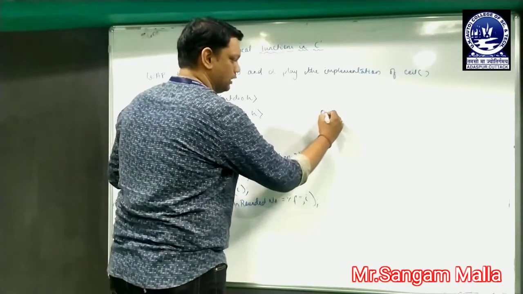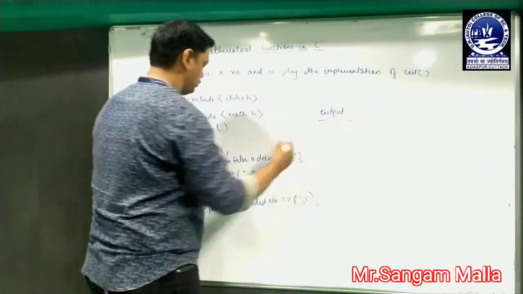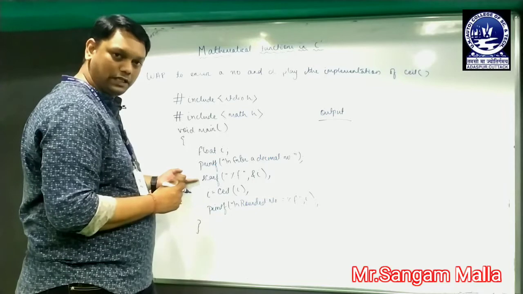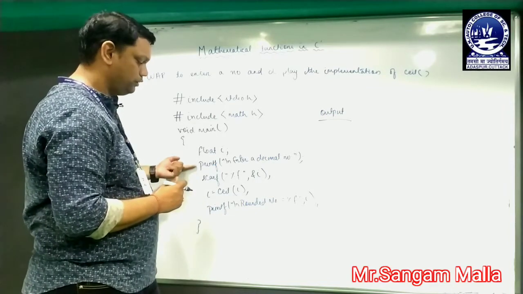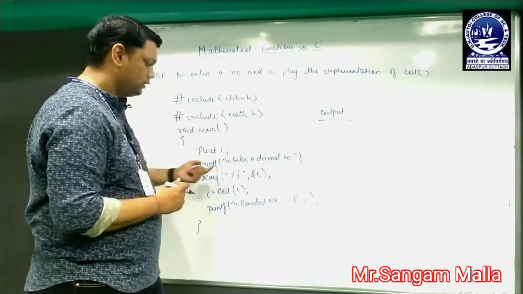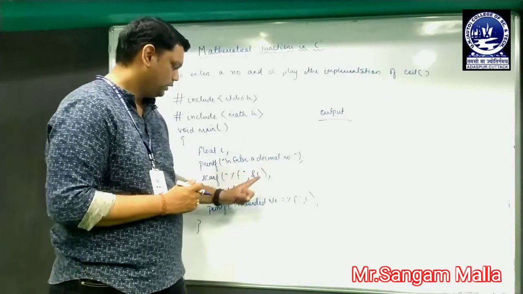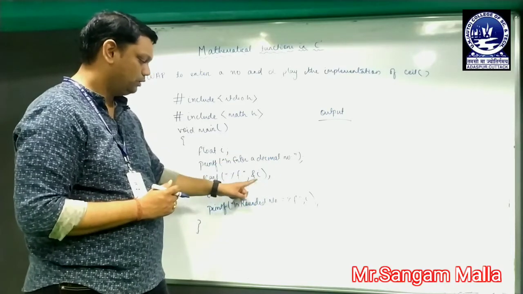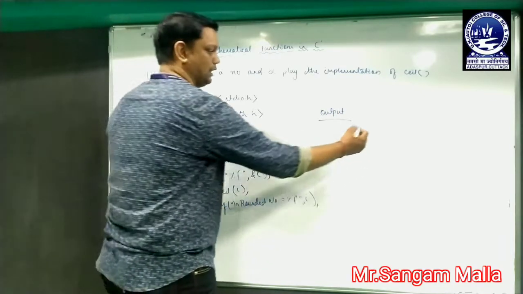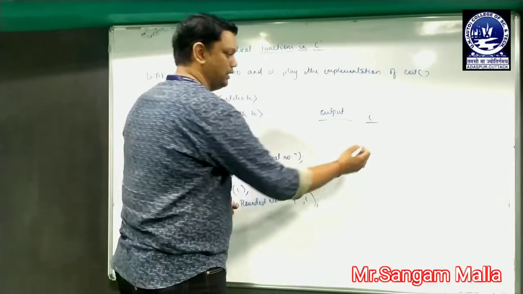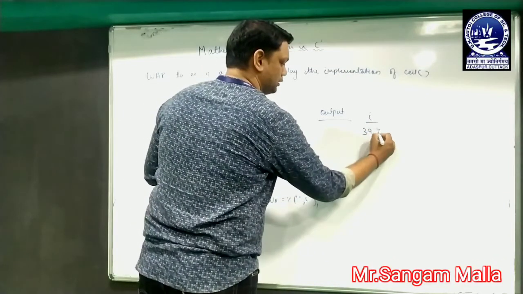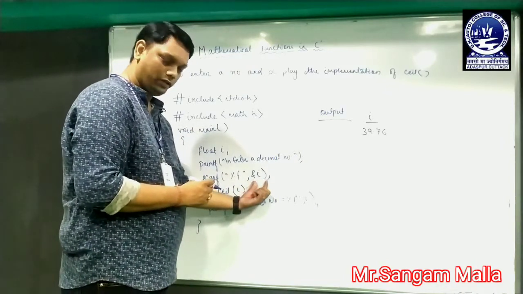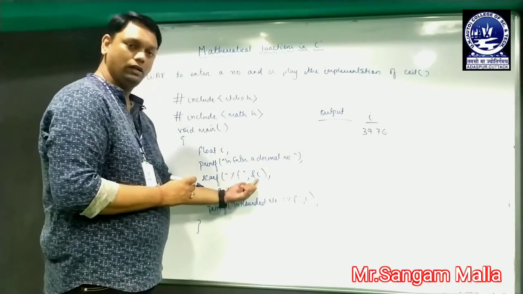Let's say, what is the output? First, we have to enter a number. In order to enter a number, we will be taking the scanf function. Before the scanf function, we have given a message to the user that they have to enter a decimal number, and the number has been accepted by i, because i is the variable which will be accepting the value. Let's say the user has entered 39.76. So 39.76 is the floating value which has been accepted by the variable i.